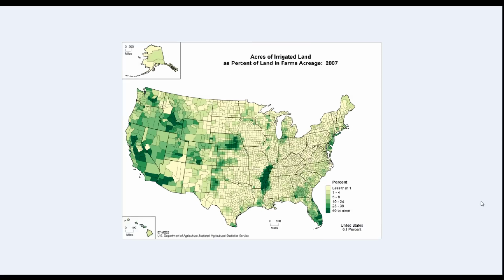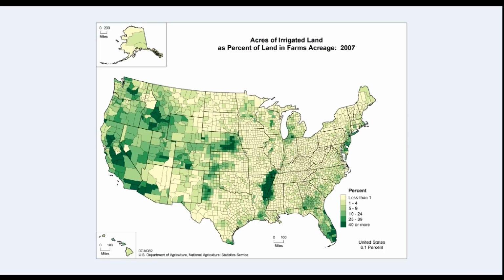On a similar note, we could also look at the acres of irrigated land as a percentage of land in farms acreage. Again, 2007, same source, U.S. Department of Agriculture. Something to keep in mind, the difference between fertilized and irrigated land. Most of it in the United States is in the west, although there's this river basin in the central part there, along the Mississippi.